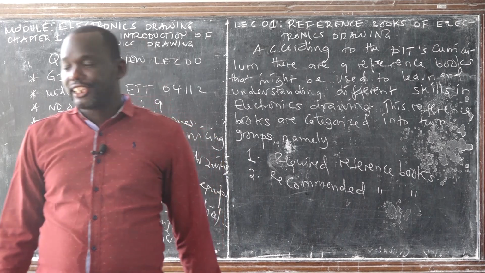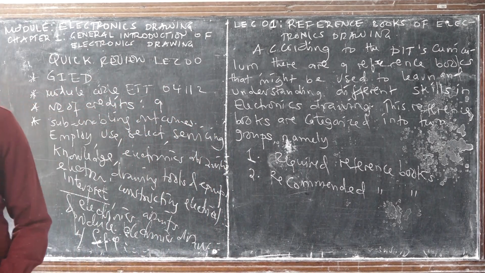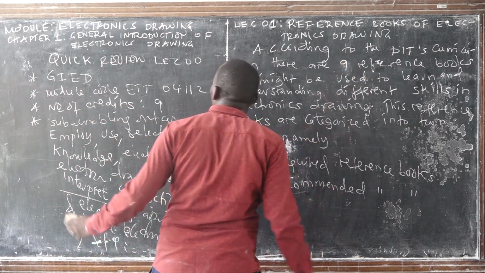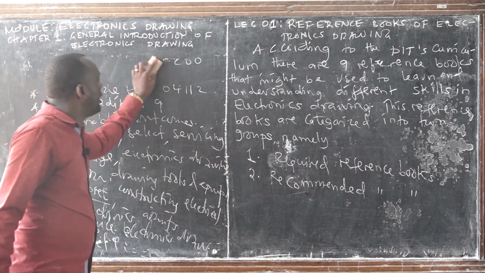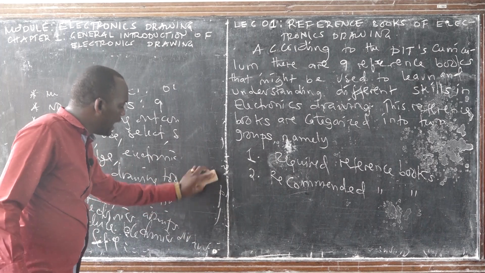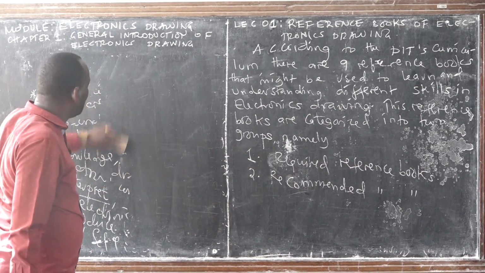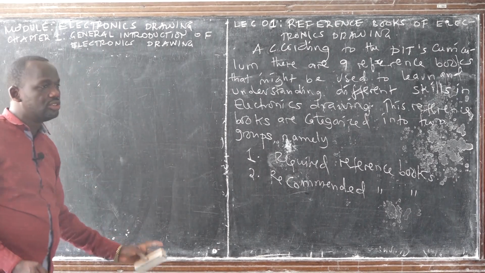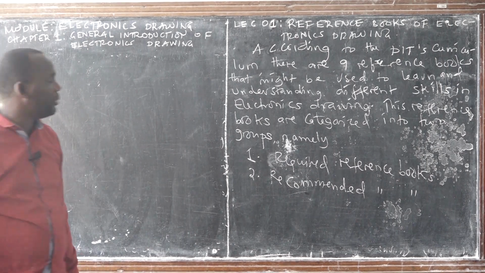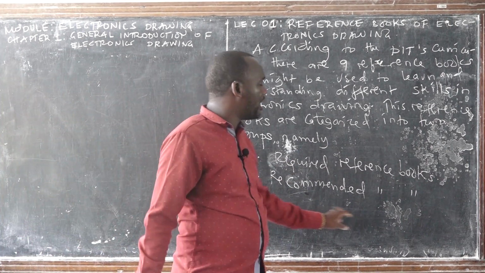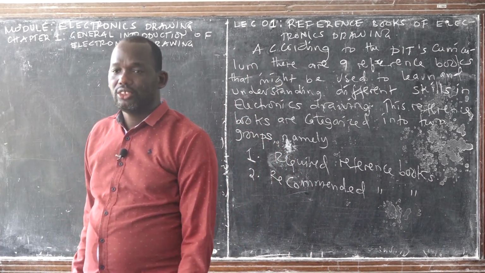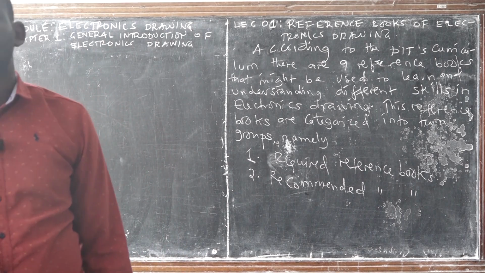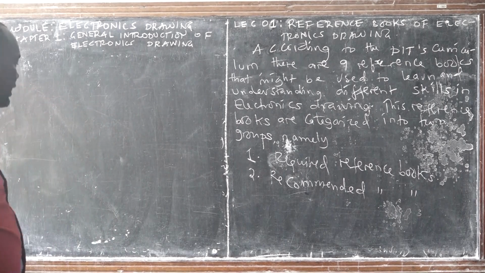So according to the DIT curriculum, a student has to find at least 9 reference books to learn and understand skills of electronics drawing. These reference books have been categorized into 2 categories. The first one, we call required reference books, and the second one, recommended reference books. Say required reference books, and then say recommended reference books.